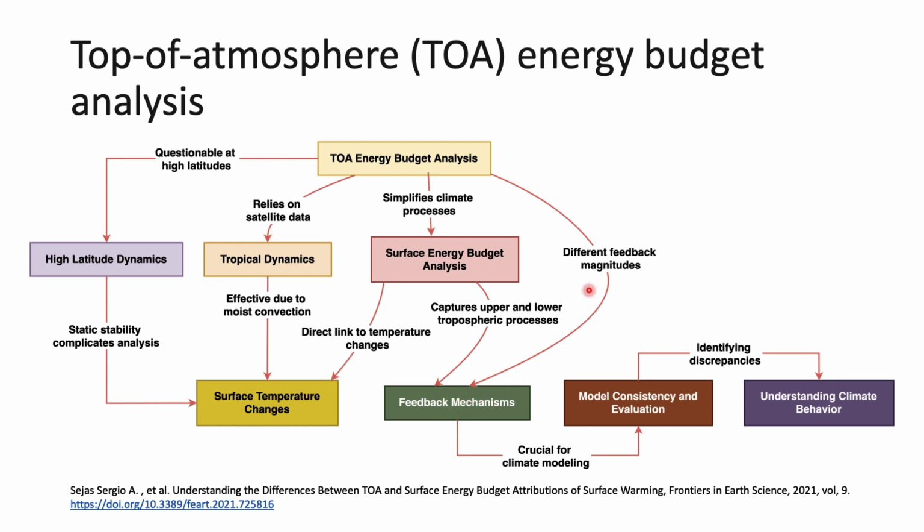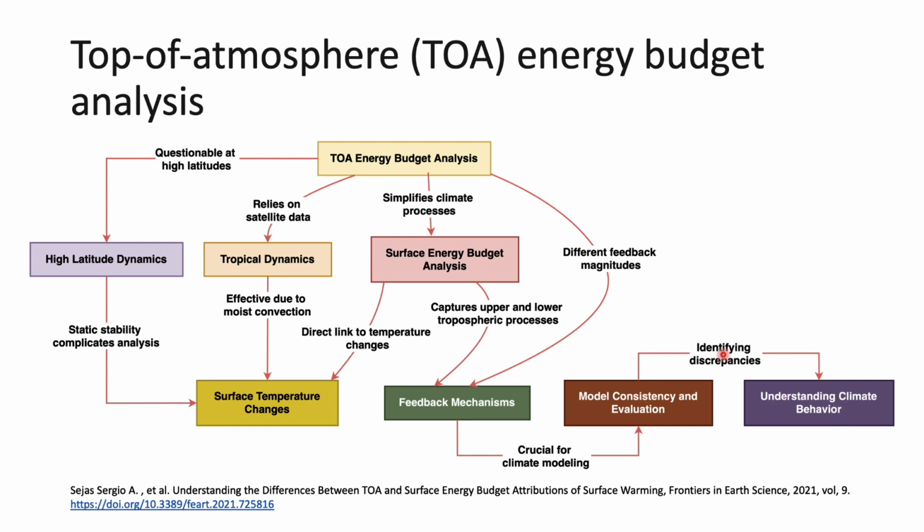And this feedback mechanism also has different feedback magnitudes with respect to the total energy budget. Once we know the feedback mechanism, then we can make a model which is consistent and which can be used for evaluation. It is very, very crucial, because once we know the feedback mechanism, we can make a better model. So this is a very important thing, that we need to know the feedback mechanism. And once we can create the model, then we can understand the climate behavior.